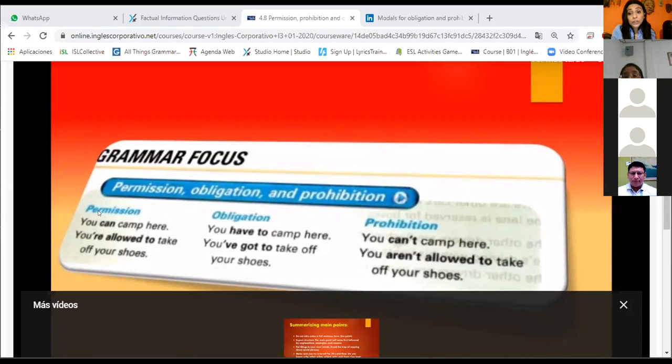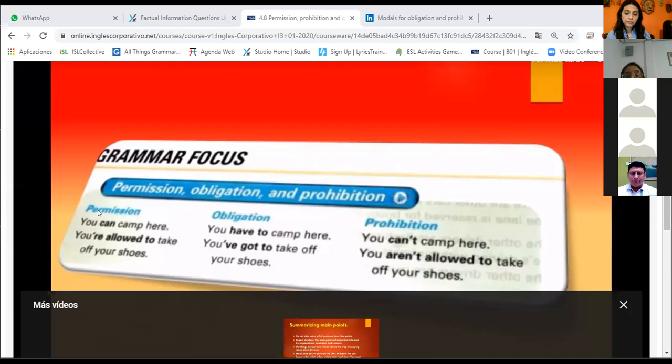Or maybe someone new that you don't know very well, so you can say, you're allowed to speak in Spanish, for example. Instead of saying, Elmer, you can speak Spanish, it's okay. I can give Elmer permission to speak Spanish, and I can use can. But in the case that maybe I don't know Carlos Emilio, I say, Carlos Emilio, you are allowed to speak Spanish in class. I give him permission, but I use be plus allowed to.